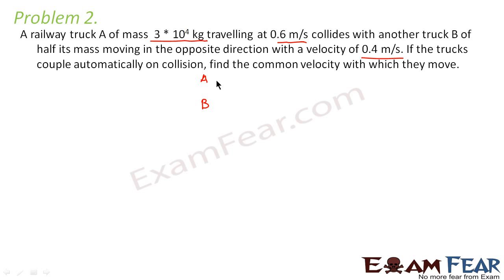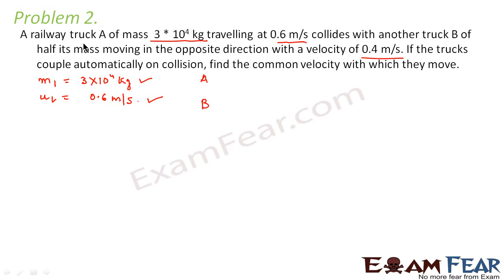Now the mass of truck A is given. We will keep writing the values as well. Let us suppose the mass of truck A is 3 × 10^4 kg. Also the velocity of truck A is given, that is 0.6 meters per second. Now this truck A and truck B will collide, so we have to find the values before collision and after collision. Before collision, the mass of truck A is this much and the velocity is this much.